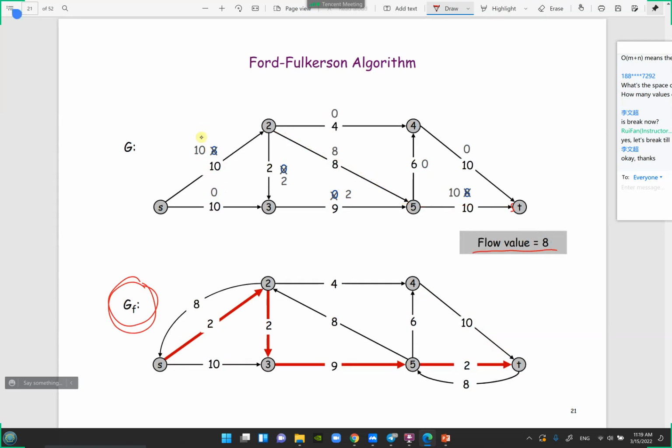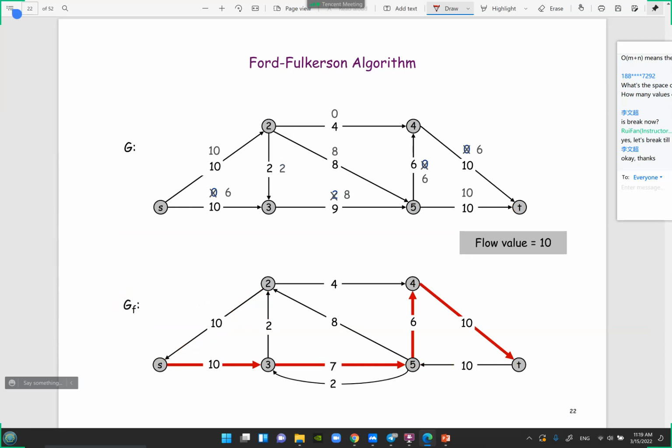This thing up here is the flow that you get after you send this additional 2 units. Initially we sent 8 units of flow on this edge, but then after that we sent 2 more units, so now you have a flow of 10 on this edge. We also have a flow of 2 on this edge, 8 on this edge, and so on. Altogether, this is a flow of size 10 from S to T.